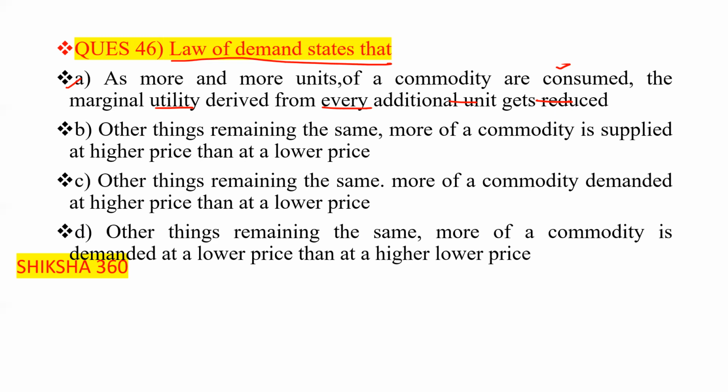Second one is, other things remaining the same, more of a commodity is supplied at a higher price than at a lower price. They are saying that basically more quantity is demanded at a higher price than at a lower price.